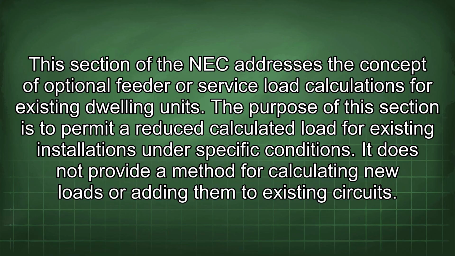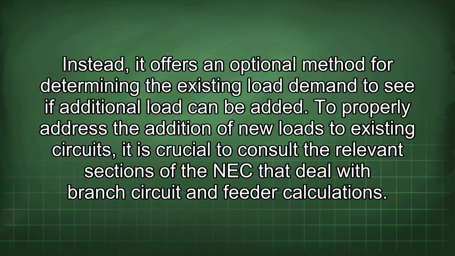The purpose of this section is to permit a reduced calculated load for existing installations under specific conditions. It does not provide a method for calculating new loads or adding them to existing circuits. Instead, it offers an optional method for determining the existing load demand to see if additional load can be added. To properly address the addition of new loads to existing circuits, it is crucial to consult the relevant sections of the NEC that deal with branch circuit and feeder calculations.